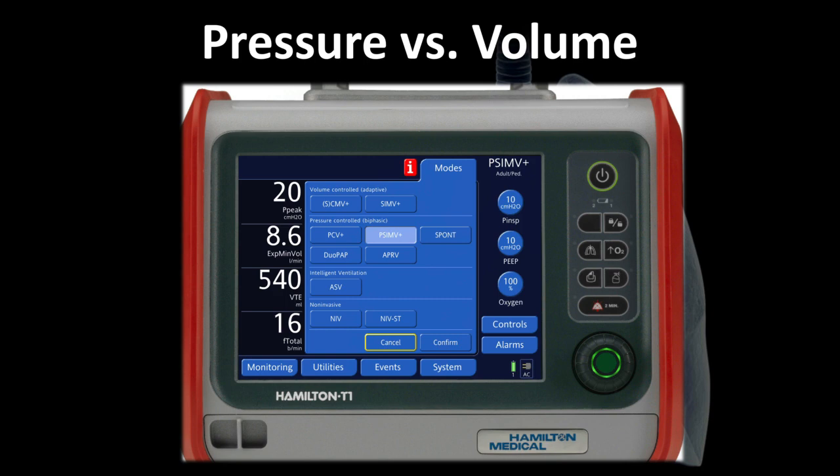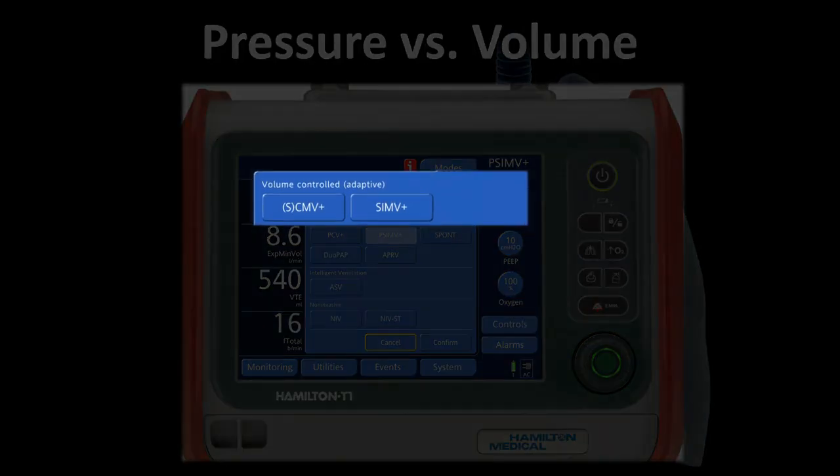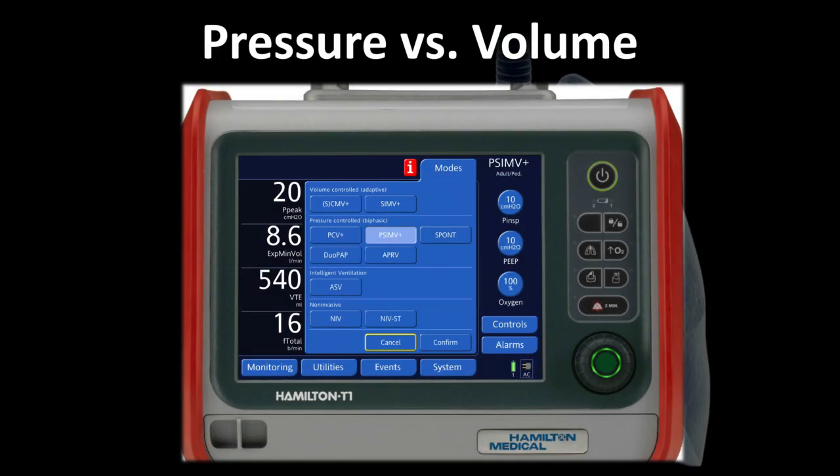If we highlight this area at the top, volume controlled adaptive, all this means is the SCMV plus, the SIMV plus, those are the underlying modes. Basically, SCMV plus is assist control. SIMV plus is your SIMV. But those are volume adaptive. So think of it as PRVC, pressure regulated, volume targeted. When you start with either one of those modes, you're going to set a target tidal volume. The ventilator in the background is adjusting the inspiratory pressure to achieve the exhale tidal volume that you're looking for.